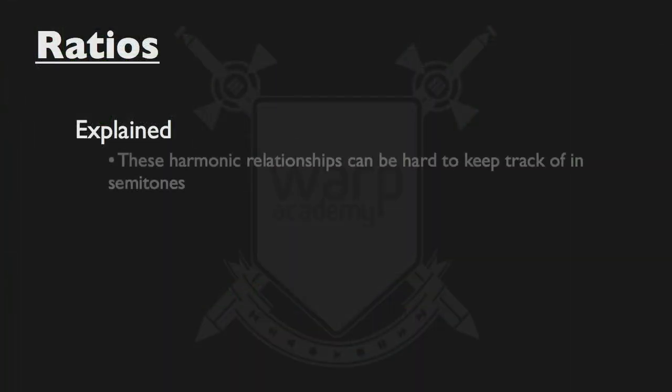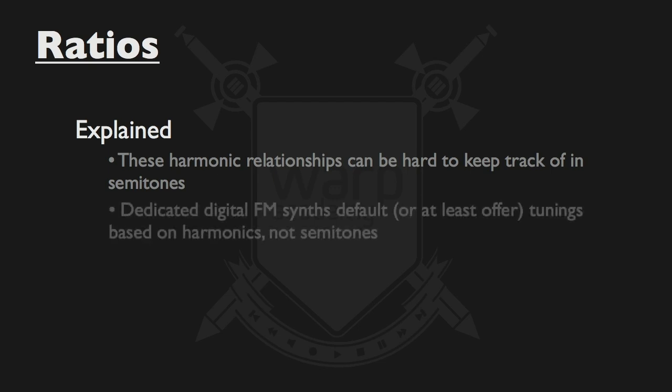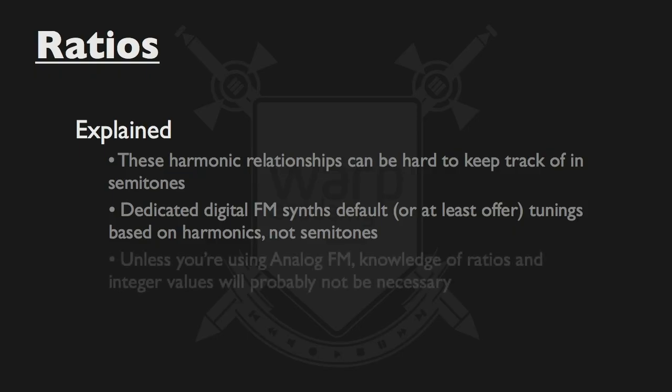This type of tuning can be hard to keep track of, obviously, and it's certainly hard to quickly configure, which is one of the reasons why dedicated digital FM synths take a slightly different approach to oscillator tuning, allowing for tuning based on steps in the harmonic scale as opposed to semitones. In all honesty, unless you're performing FM on analog-style synths, you'll probably never need to know what an integer value means, or why 19.02 semitones up sounds musically better than 18.9, as these relationships will be predefined in the tuning options in your digital synth.